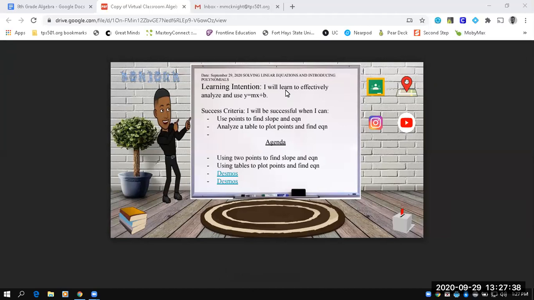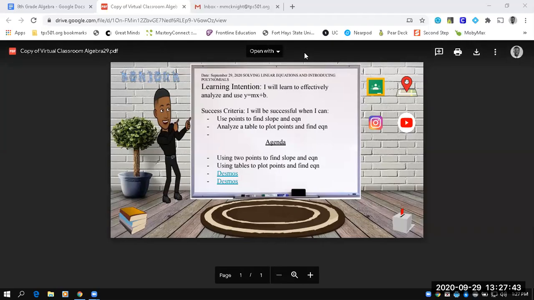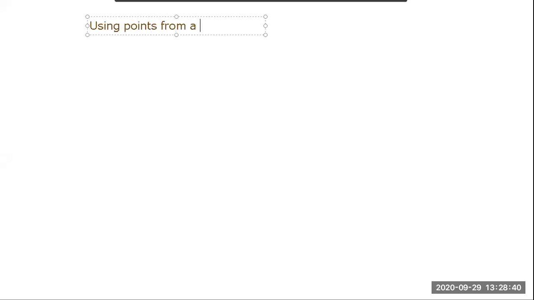After we do that, then we'll go into 2 Desmos activities, just so that we can get some practice. So I pull up my whiteboard. The first thing we're going to do is using points from a graph to find slope and equation.